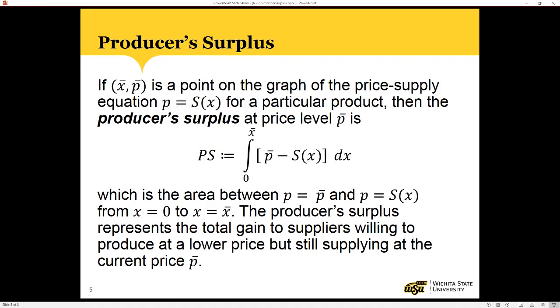If X bar, P bar is a point on the graph of the price supply equation, P equals S of X, for a particular product, then the producer's surplus at price level P bar is given by the integral from 0 to X bar of P bar minus S of X dx, which is the area between the horizontal line P equals P bar and P equals S of X, the price supply curve, from X equals 0 to X equals X bar. The producer's surplus represents the total gain to suppliers willing to produce at a lower price, but still supplying at the current price.